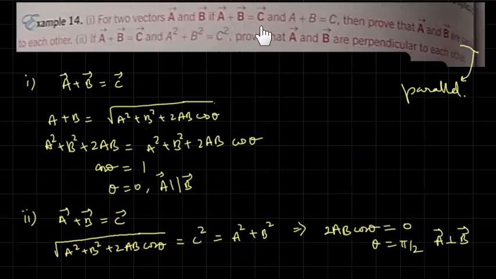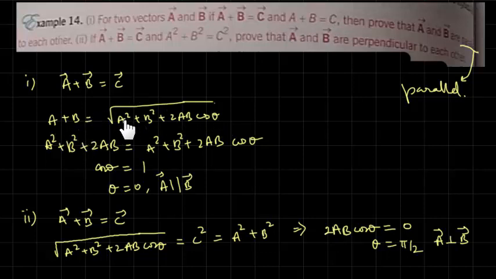For two vectors, if a plus b is c, that is a vector plus b vector is equal to c, and the magnitude of a plus b is also equal to c, then prove that a and b are parallel to each other. So it's given a plus b vector is c vector, and if we are talking about the magnitudes, we can write our equation for magnitude. If the angle between a and b is theta, then a plus b is a square plus b square plus 2ab cos theta, and he is saying that it is same as a plus b. So this is the magnitude of c vector, and this is just a plus b.